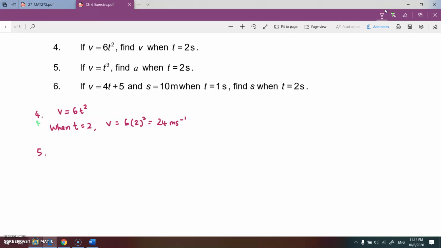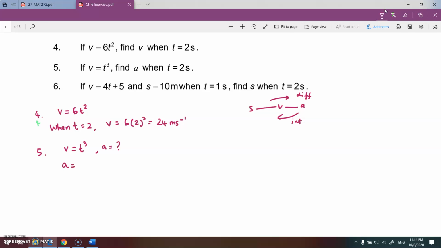Okay, question number 5. V is equal to t cubed. So how do we find A? Remember, from V to A, if you move like this, you need to differentiate. If you go back, then you need to integrate. So from V to A, you need to differentiate.